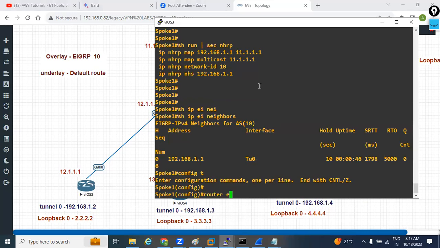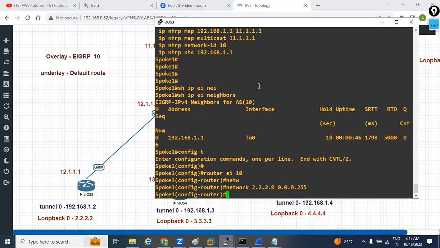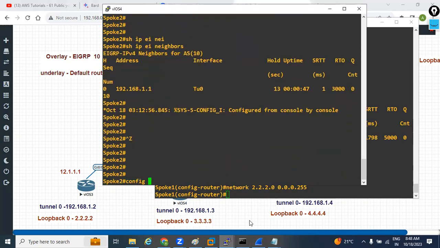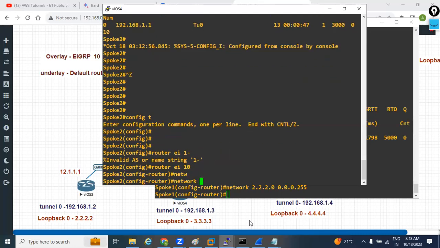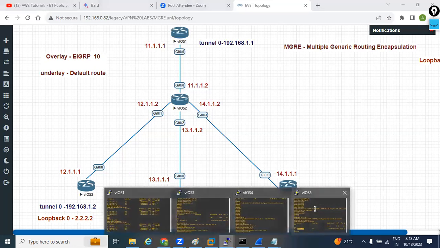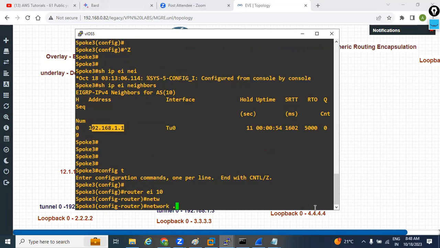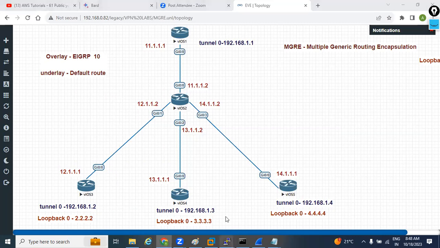Now, the command is router EIGRP 10, network 2.2.2.0 with the wildcard mask. Now, next is router EIGRP 10 network on the next spoke, and then spoke 3. Clear or not? Okay. Now these I have advertised as networks.